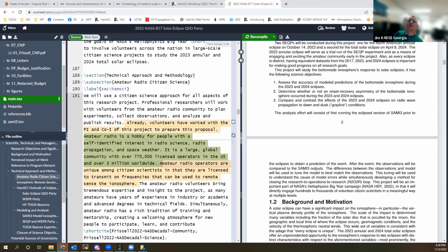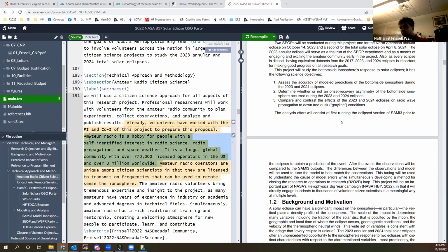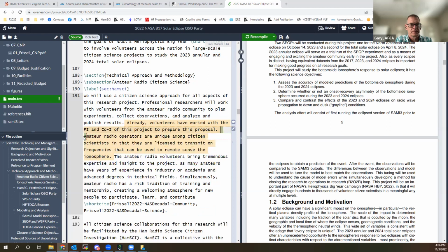What's in green? Yeah, because green has, you've already defined the amateur radio community, so. Yeah. Also, I think I have this sentence at least twice in the paper, and I don't know that we need it both times.